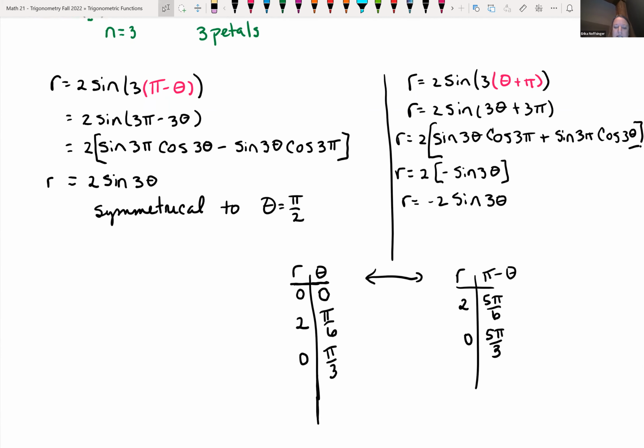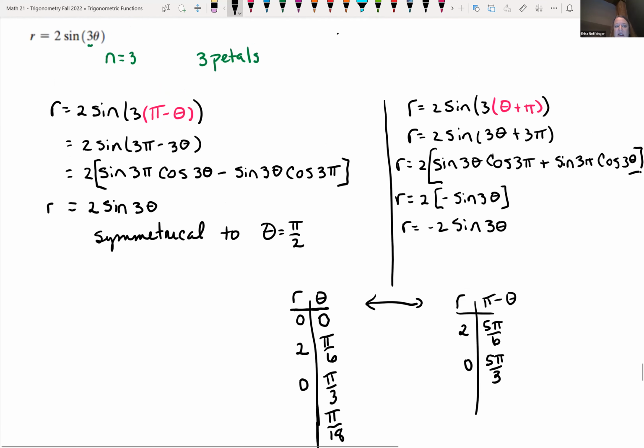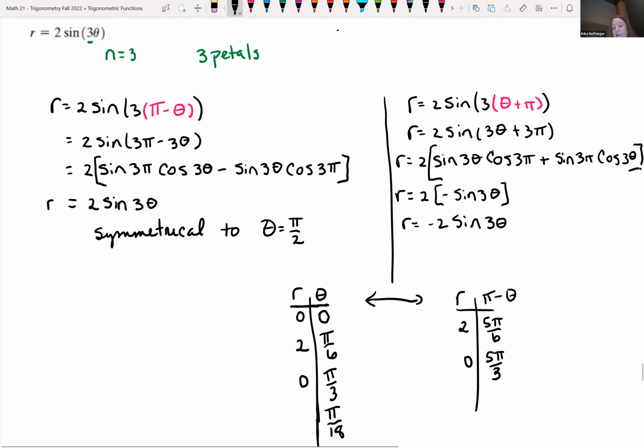What about pi over 18? Because if we plug that in, we have 3 pi over 18. That's the same thing as pi sixths. Sine of pi sixths is 1/2, so 2 times 1/2 would give us 1. If I do pi minus pi 18ths, that's 17 pi 18ths, which would also give me back 1.